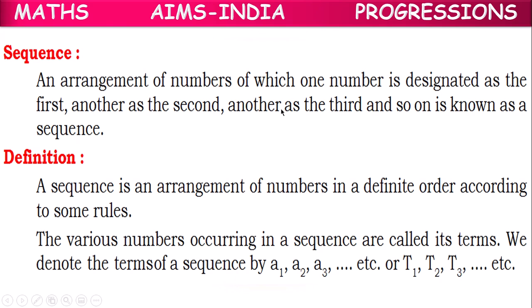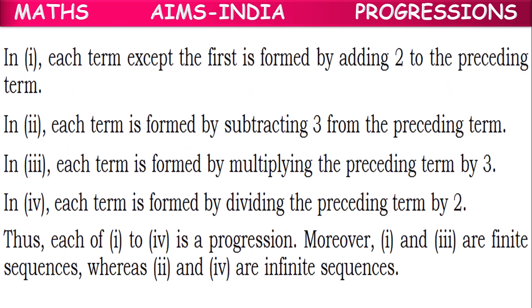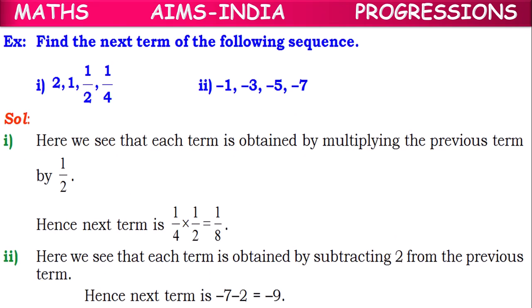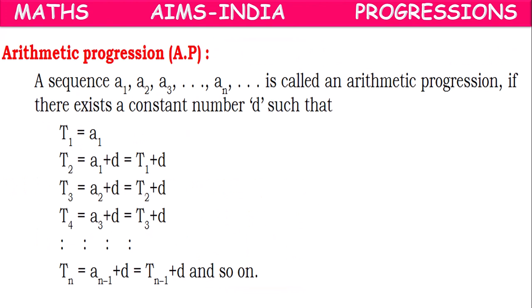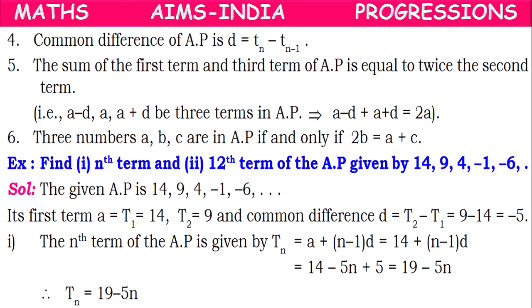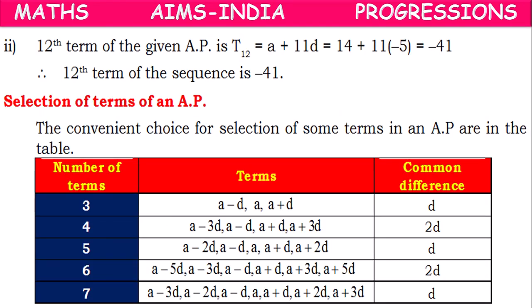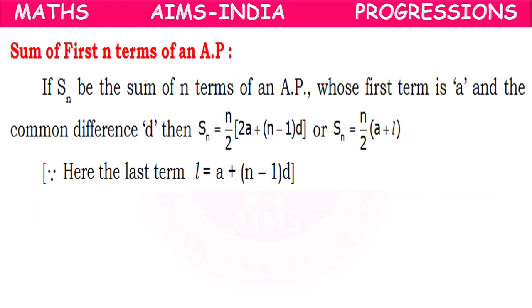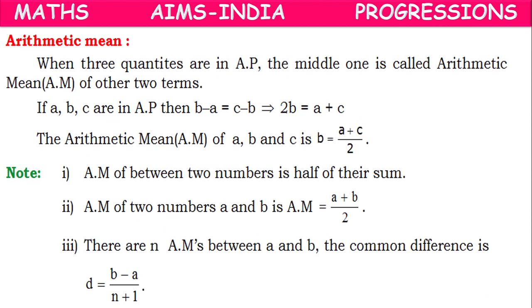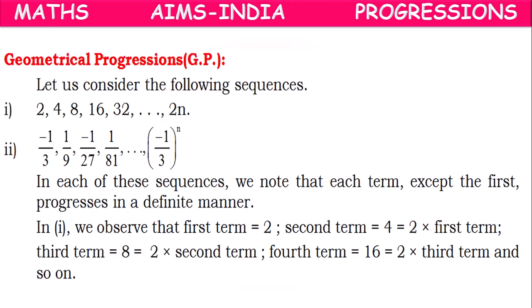In our previous videos, children, we have learnt about sequence and about progressions. About series we have discussed. Some example problems we have solved. Arithmetic progression, this topic is completed: the general term and selection of terms of an AP based upon number of terms, the sum of first n terms formula, some example problems. And about arithmetic mean we have already learnt.